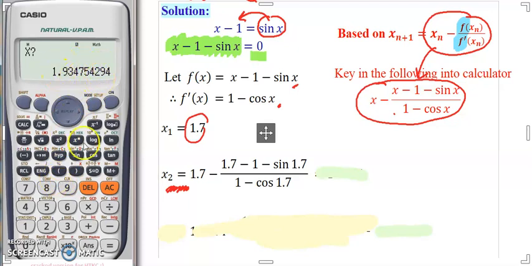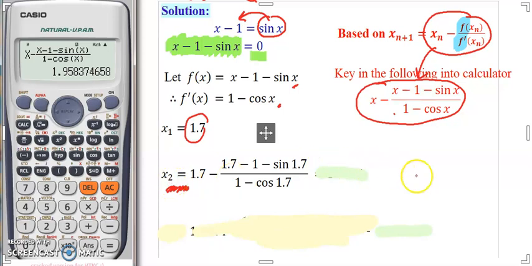We can just ignore this value and proceed to key in the value we want. So now we want 1.7. We are substituting 1.7 to calculate x2. Once I have 1.7 in the calculator, I press the equal button. Then the result that comes out is the result for x2.